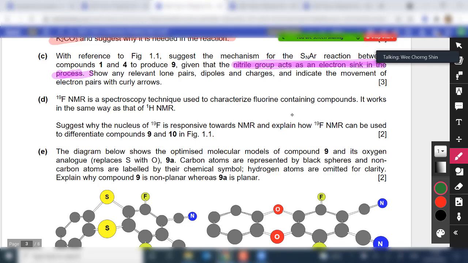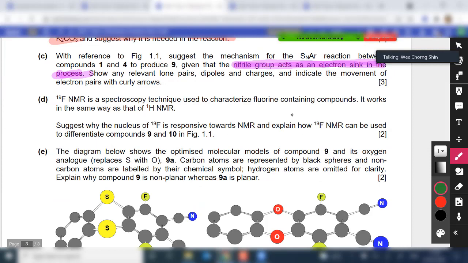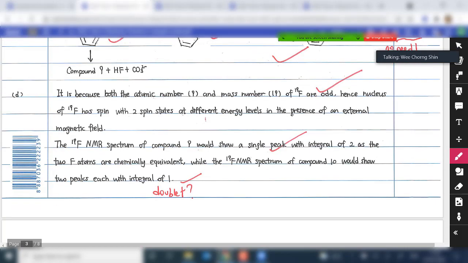For part D, 19F NMR, as good as it gets. If I don't remember wrongly, most of your seniors get it correct because it's basically looking at symmetry. So I don't think it's a major issue. Compound 9, we have one signal, it's a singlet. Compound 10 would be a doublet, 2 signals but both doublet.